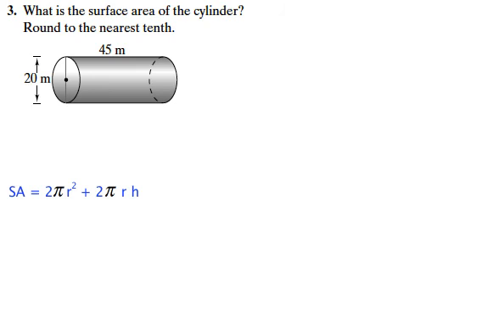Now in our drawing, they don't give us the radius, they're giving us the diameter. So we have to know that the diameter is 20, the radius must be half of that, which is 10. So when we fill in our numbers, we have surface area equals 2 times pi times 10 squared plus 2 times pi times 10 times 45. We'll use our scientific calculator to solve for this.